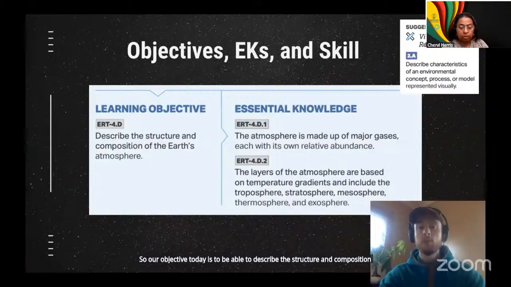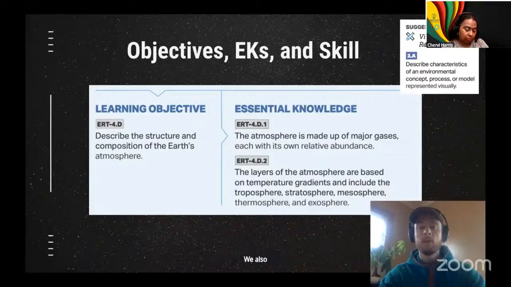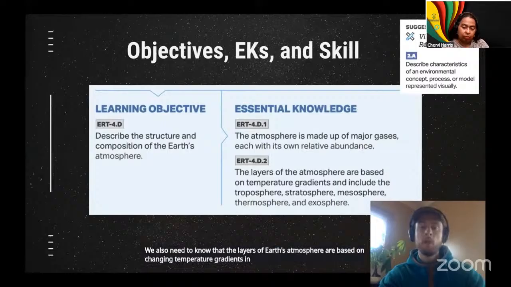In order to do that, we need to know what the major gases of Earth's atmosphere are, and we need to know their relative abundances, or what percentage of the atmosphere each one makes up. We also need to know that the layers of Earth's atmosphere are based on changing temperature gradients in each one, and we'll talk about why those changes occur at the end of the video.